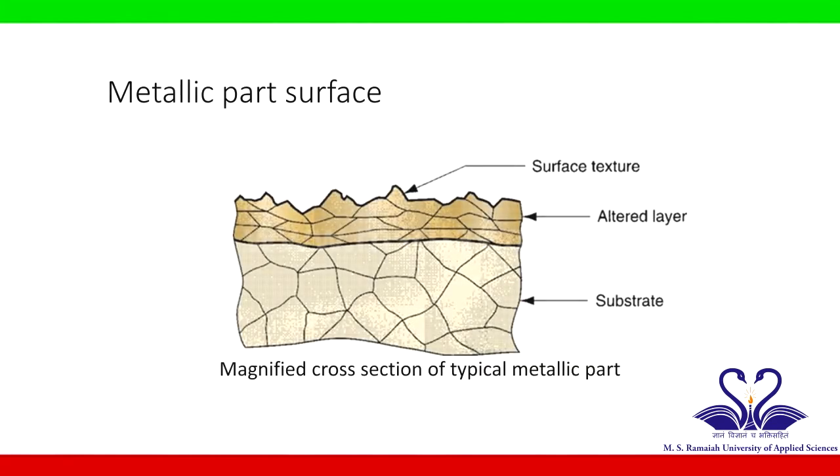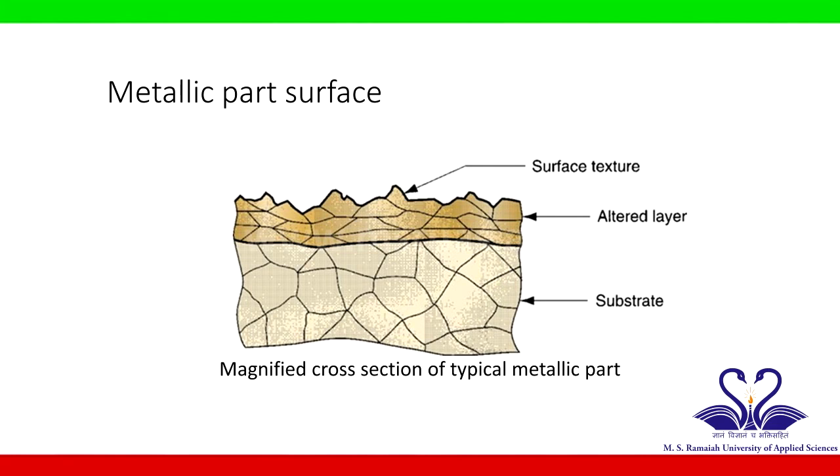Let us look at a typical metallic surface. It has a surface texture, altered layer and a substrate. Surface texture: the exterior of the part is a surface whose topography is anything but straight and smooth. In this highly magnified cross-section, the surface has roughness, waviness and flaws. Although not shown here, it also possesses a pattern and/or direction resulting from the mechanical process that produced it. All of these geometric features are included in the term surface texture.